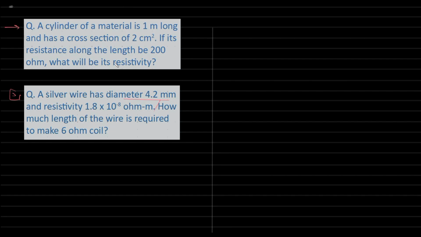The difference between these two questions is the cross sectional area is directly given. Here the diameter of it is given. So you need to find the cross section area and then continue with your working. So that's the difference. Okay, so please see to that.